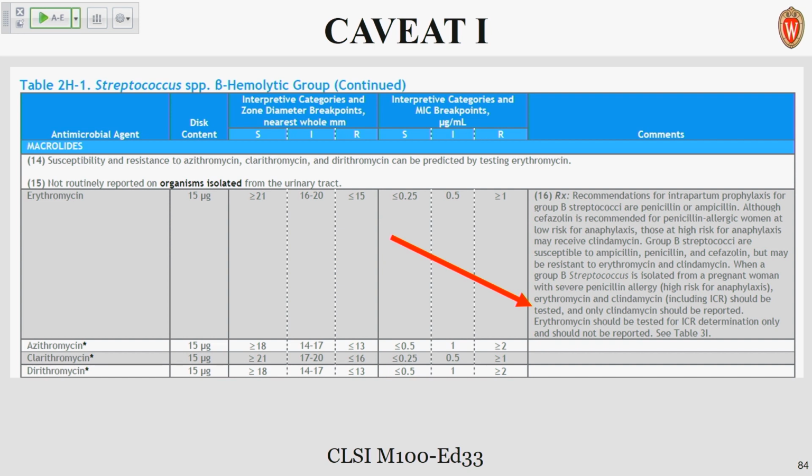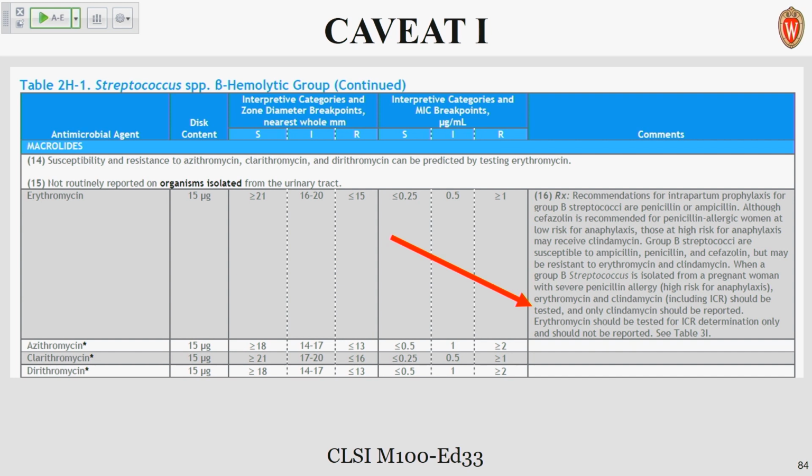All right, then we get to CLSI, right? So CLSI weighs in on this. And if you look really closely here, and I'm going to have to step a little bit closer, we need to do, at the very minimum, erythromycin and clindamycin susceptibility testing, but we only report what? Clinda. We only report Clinda.